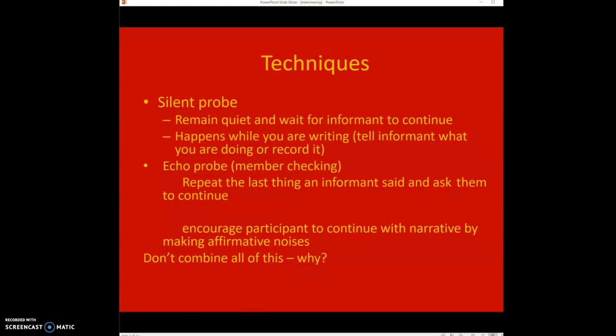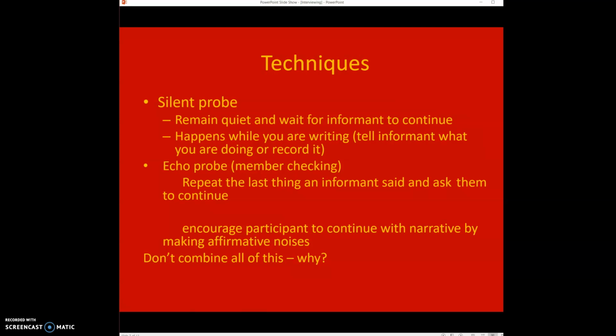Very often the silent probe will happen while you're writing. I also encourage people now to record their interviews. And you need to tell the participants that you're doing this. But explain to them that you're writing notes, and there may be times that you pause and you're not asking questions because you want to make sure you get the information down correctly.